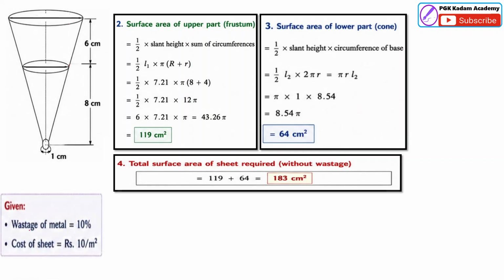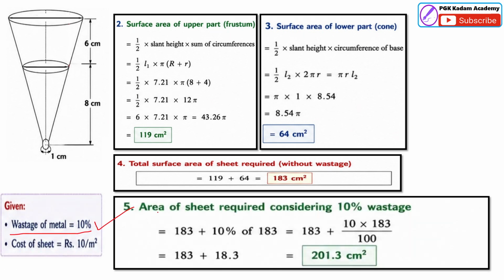What is given in the problem? Wastage of metal. By considering this wastage of 10%, the area is 183 plus 10% of 183, which gives 201.3 square centimeter of sheet. Considering the wastage, this is the final area.